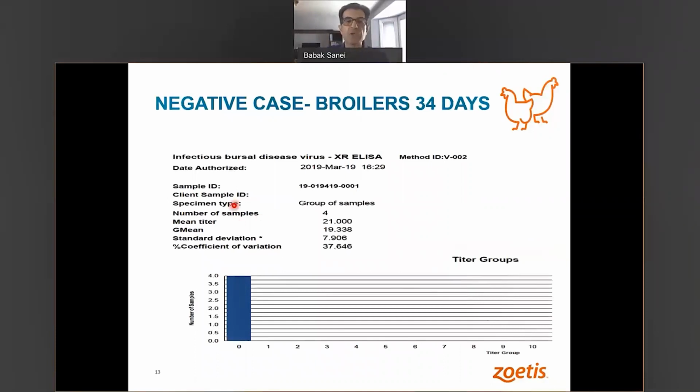So in this one, what you look at is the number of samples: 4 samples were submitted. The mean titer was 21, basically 0. Geometric mean titer is the one that I look at a lot. That means that you take out the outliers and it gives you a mean. It can be less than this, and usually it is, depending on your CV, or coefficient of variation. The last one is important. The smaller it is, the tighter the group.